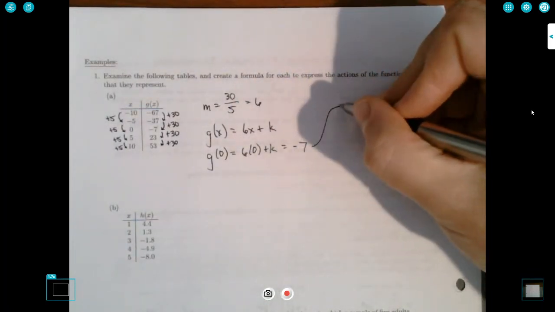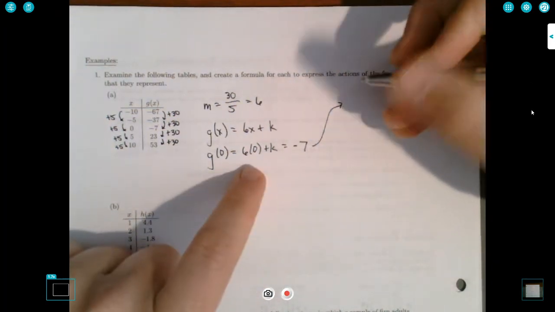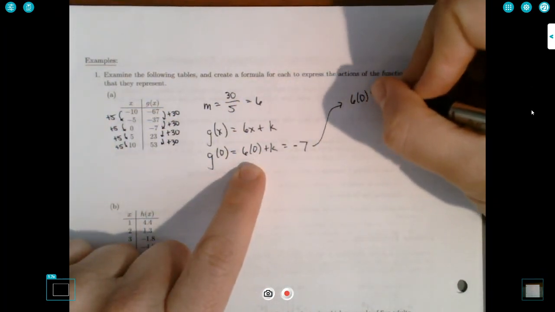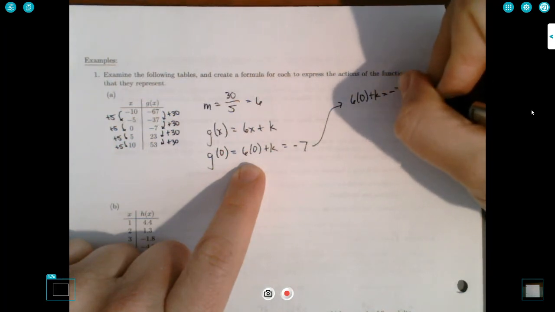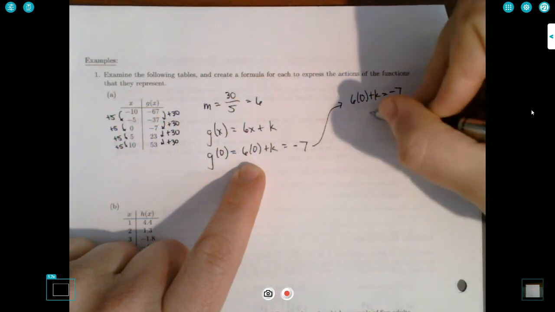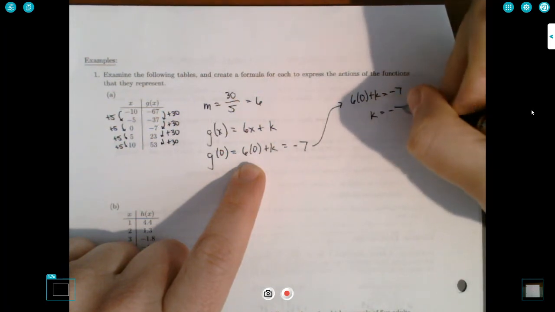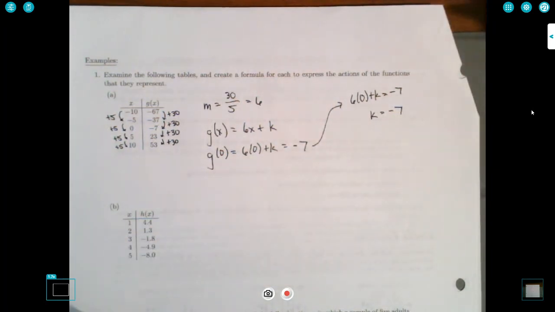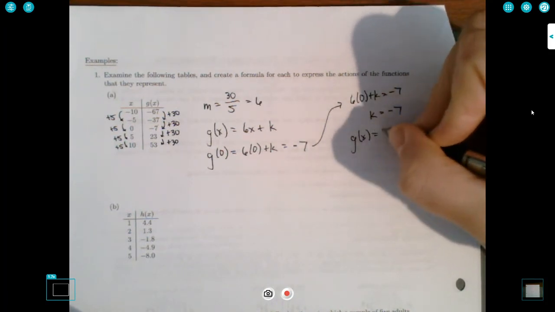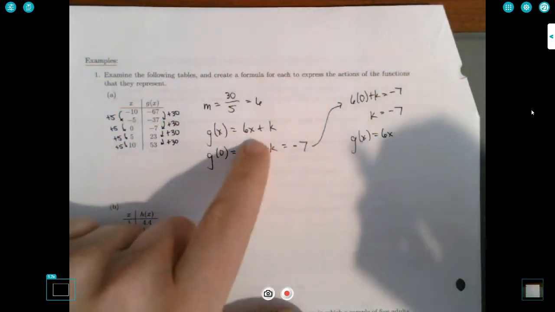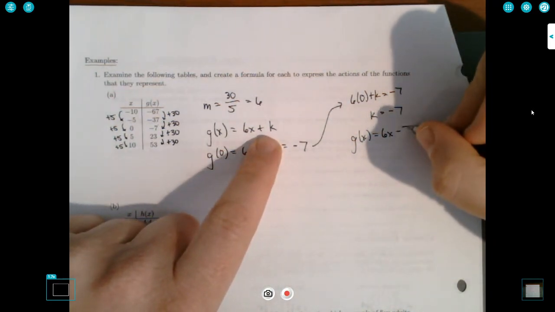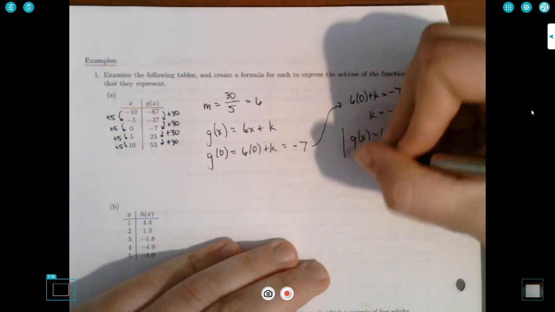So let me come up here. I have this equation, right? 6 times 0 plus k equals negative 7. 6 times 0 is just 0, and 0 plus k is just k. So that means k has to equal negative 7. So g of x is going to be 6x plus negative 7. Well, adding a negative 7 is the same thing as subtracting a 7. So g of x is 6x minus 7.